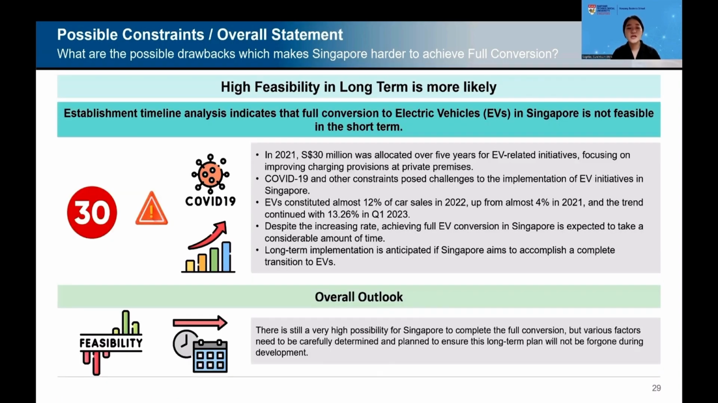Another constraint is that Singapore has also invested heavily in the EV initiatives, but unprecedented events have disrupted the supply chain in Singapore, which makes the plan have no choice but to be pushed back.